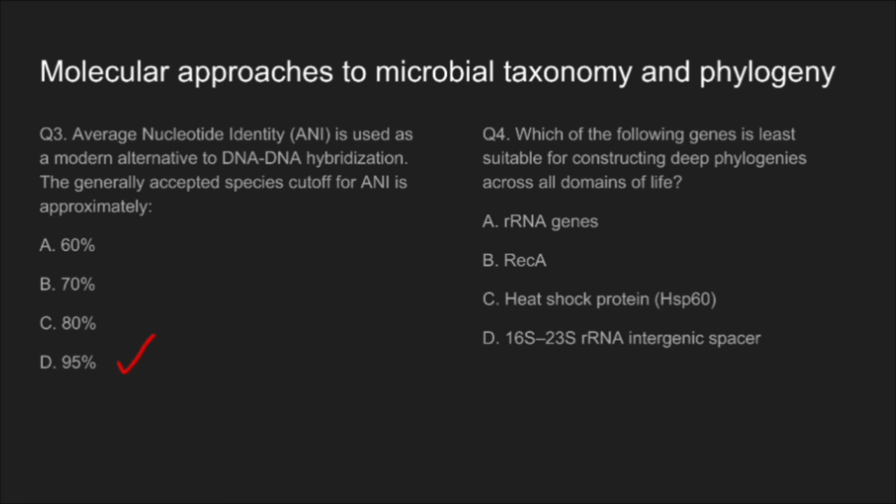Question 4. Which of the following genes is least suitable for constructing deep phylogenies across all domains of life? Options A. rRNA genes, B. RecA, C. heat shock protein HSP60 and D. 16S to 23S rRNA intergenic spacer. Correct answer for this question is option D. 16S to 23S rRNA intergenic spacer. So it is highly variable and not conserved across all domains. Okay. That's why it's least suitable.